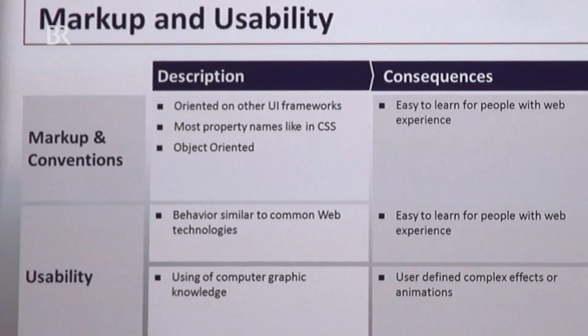Then I tell you something about the markup and usability. The markup is what we've seen before, the code. It's oriented on other frameworks. Like you see, it's nearly the same like in ExtJS, a little bit different commands, but it's really oriented on other frameworks. The properties, most of them are like in CSS, so I think if you're good at CSS, it's easy to use and you can understand it very fast. It's object-oriented. The consequences are, I hope it's easy to learn and easy to use.